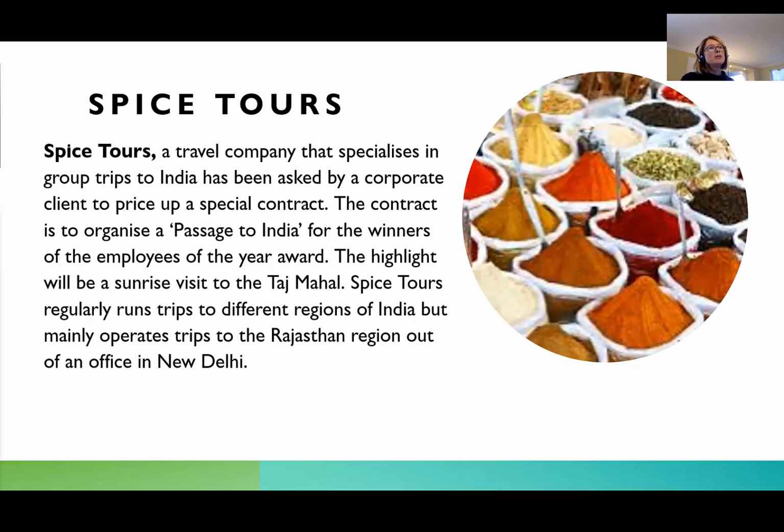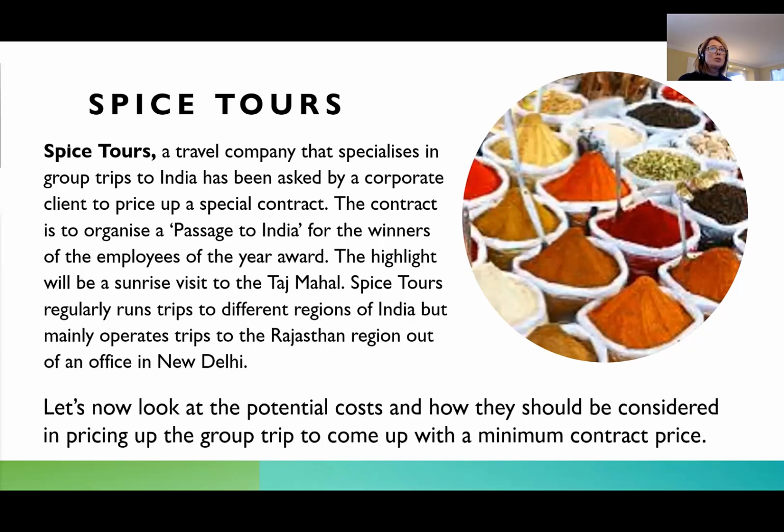So that's the background. There's a scenario. Those are the things you're going to need to call on when you talk about what's going on in your exam. You get extra marks if you're relating to the scenario and not just talking in general terms. Let's now look at the potential costs and how they should be considered in relevant costing terms when we're pricing it up to come up with a minimum contract price.